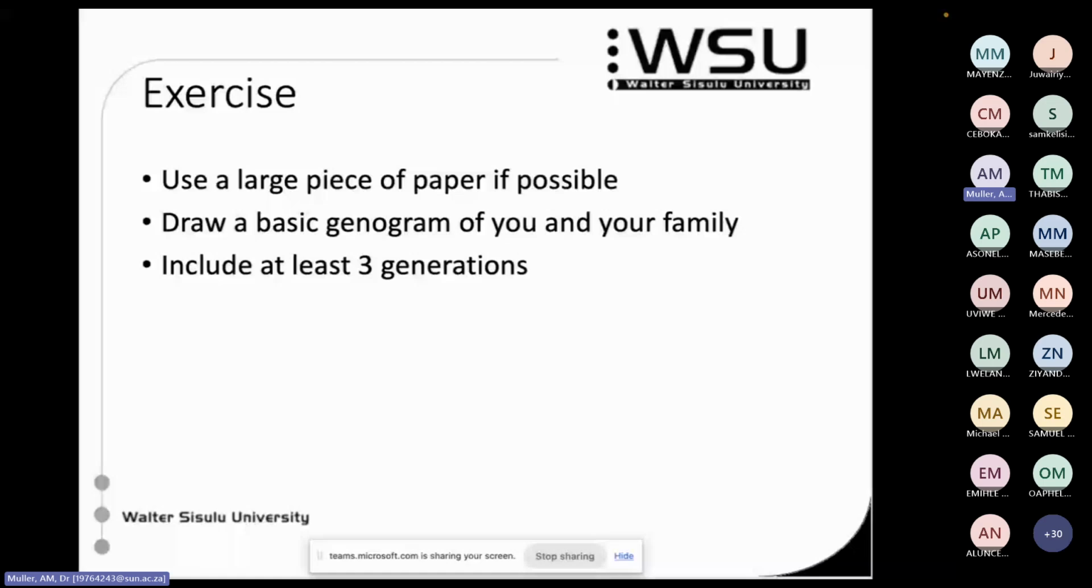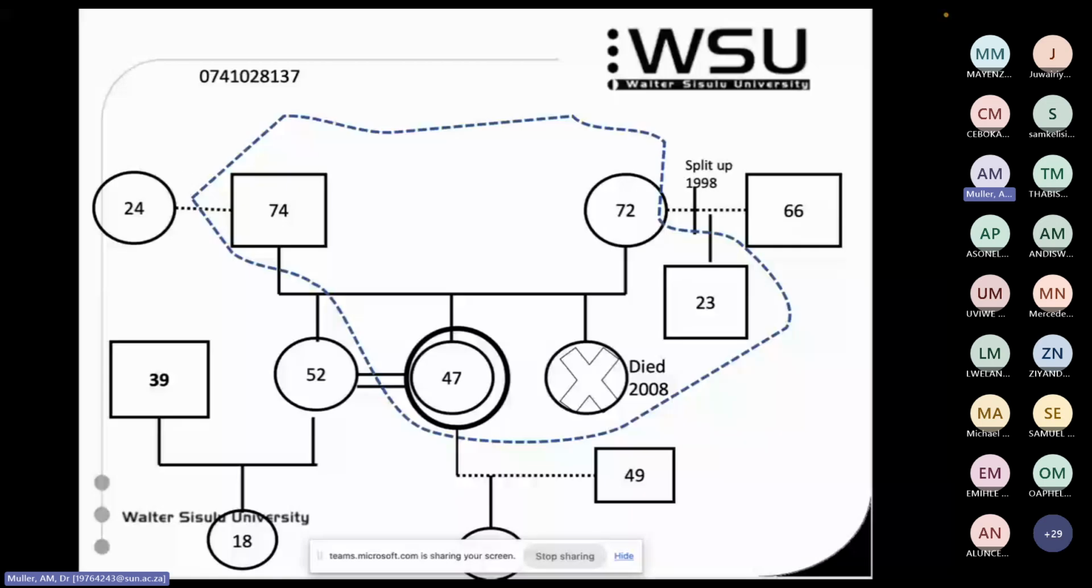So don't use your current living situation. Look at what it's like when you go home, and then that will be the household of who's in the household when you are not here. Can I first just check if anybody has any questions? I'm going to give an example. There's an example here of what a genogram would look like.